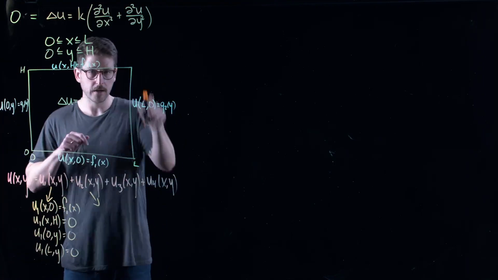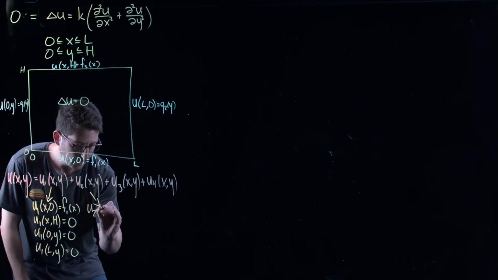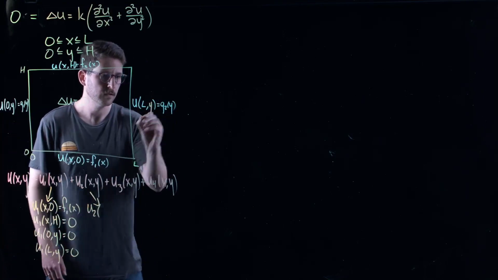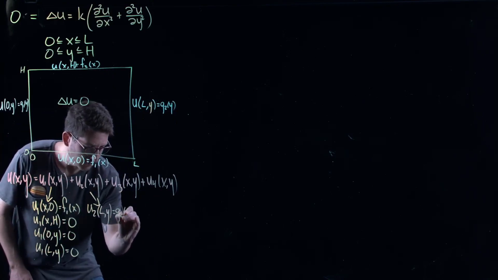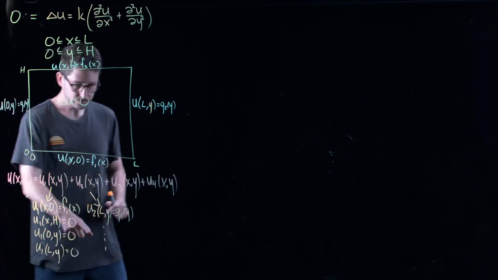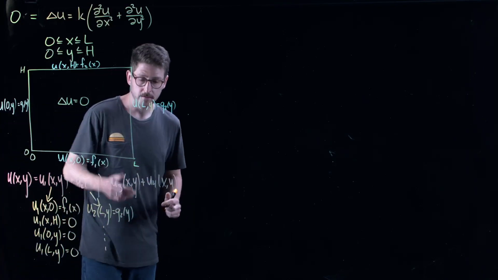Let's go counterclockwise. So u2 of (L, y), my bad, (L, y) is equal to g2 of y. And the other ones are going to be 0. Okay? You can probably guess what's happening here.